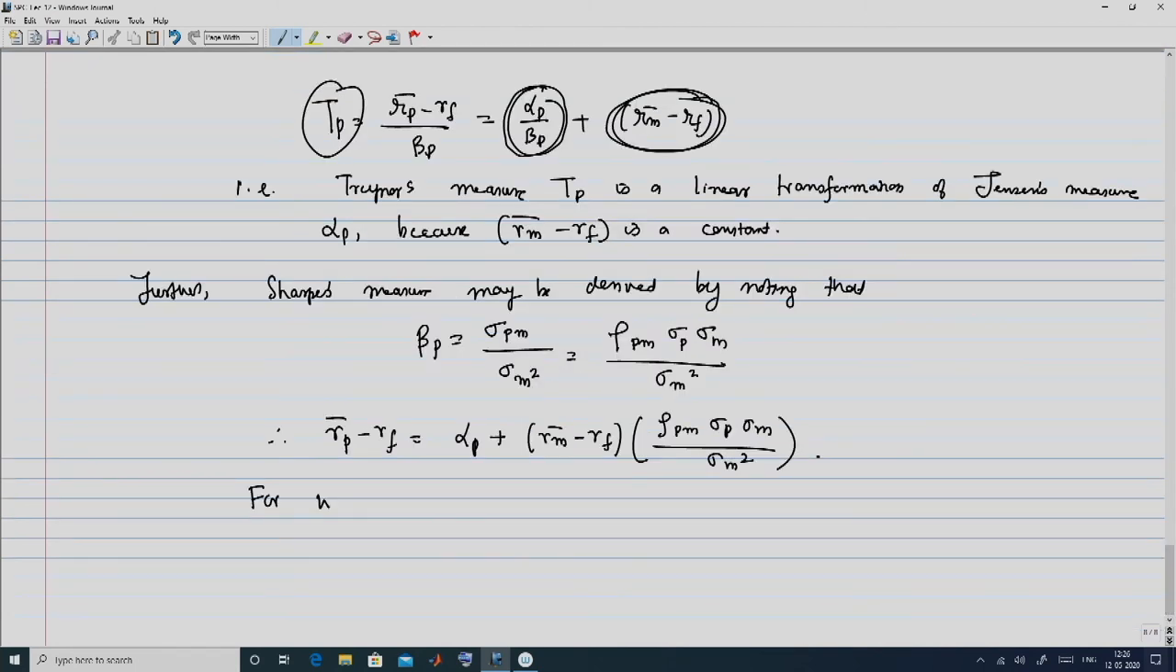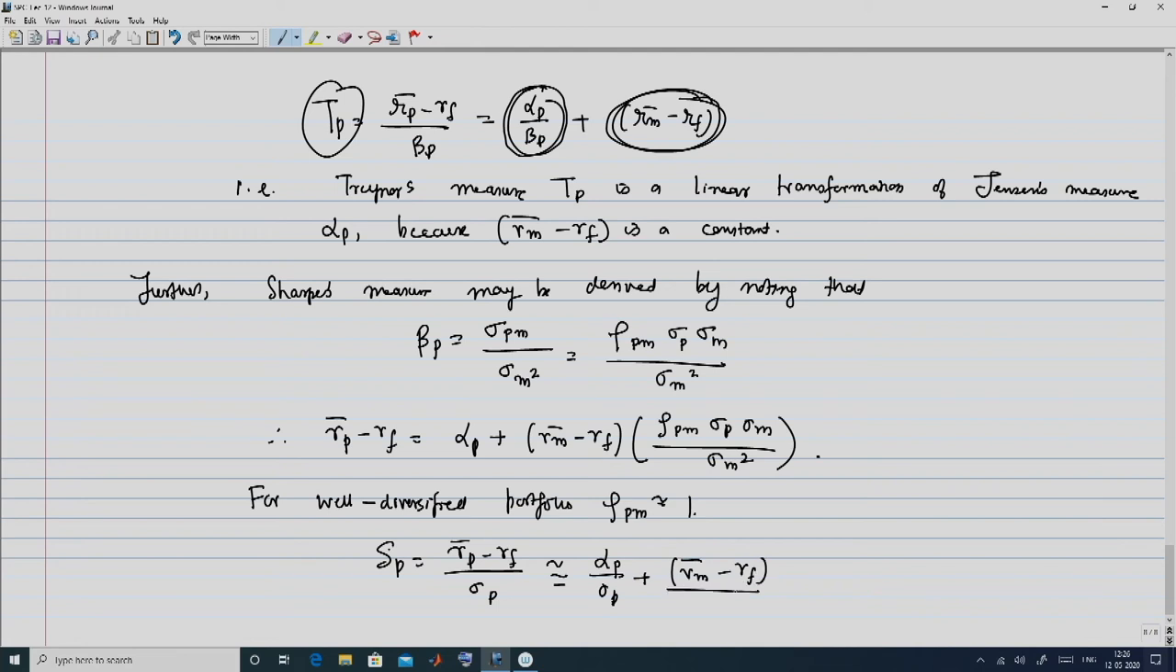with rho pm sigma p sigma m over sigma m square. So, we considered a plausible circumstance that for a well diversified portfolio, rho pm is approximately 1. Therefore, we get Sp, which is Rp bar minus Rf divided by sigma p, will be approximately alpha p over sigma p plus Rm bar minus Rf over sigma m. Notice that here sigma m will cancel out, leaving only one sigma m in the denominator. Rho is 1 and sigma p is removed as a result of division, essentially we have divided by sigma p.